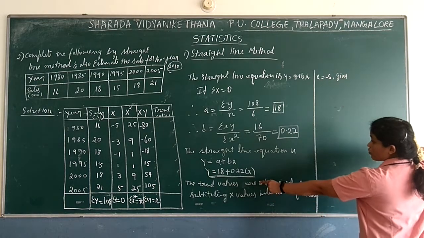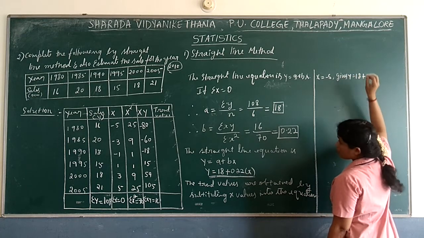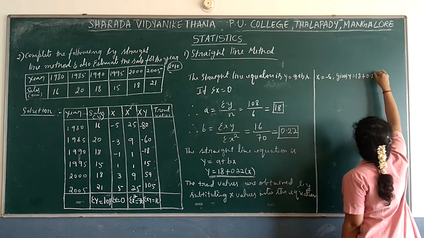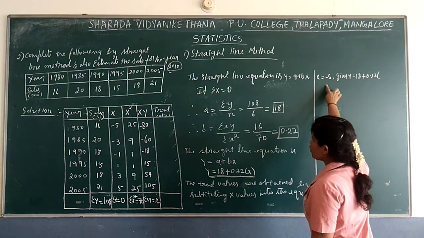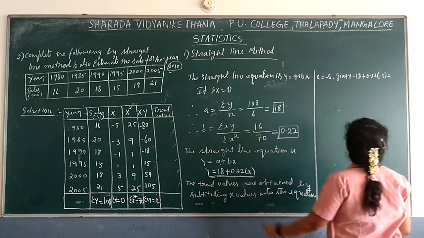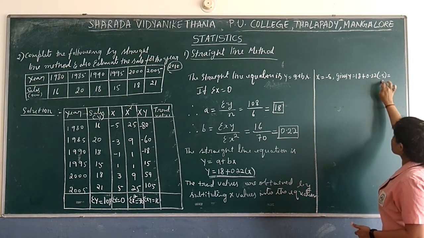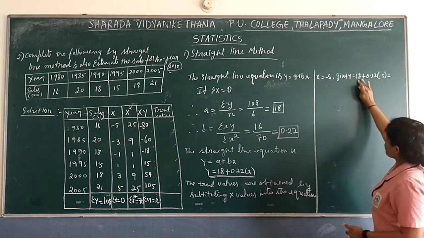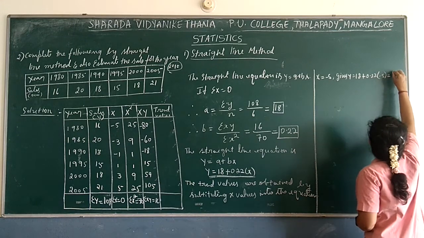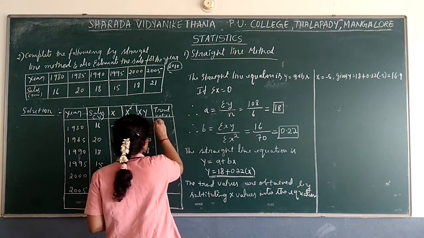Take the equation, that is 18 plus 0.22 into minus 5. Here we get a negative value, so from 18 we have to deduct that negative value, and when we total it, at the end we get 16.9. First trend value you get as 16.9.